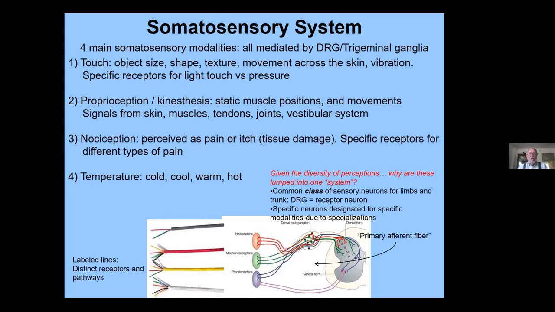Now, the whole idea would be to argue, well, if we have these somatosensory systems, touch, proprioception, kinesthesia, nociception, and temperature, shouldn't they have separate labeled lines and distinct receptors and pathways? The interesting thing here, as you can see at the bottom, is that you can have nociceptors, mechanoreceptors, and proprioceptors, but you can also have receptors that are both nociceptive and mechanical, and mechanoreceptors that are also proprioceptive. So the labeled line starts to break down.